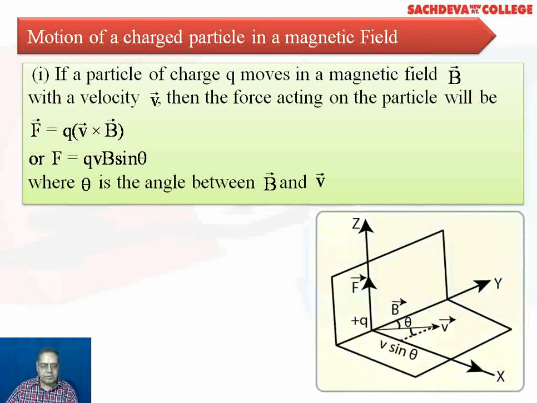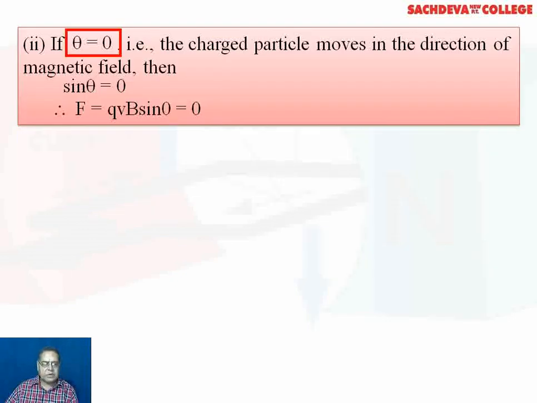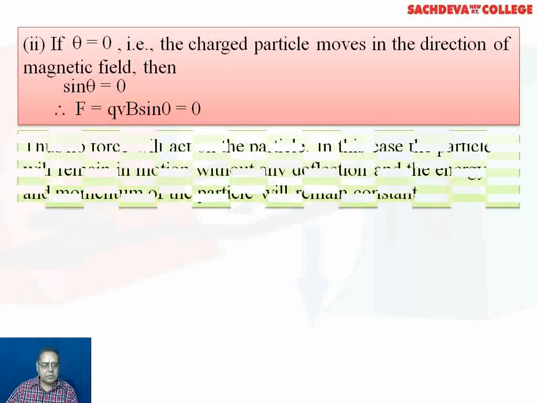Now you can check up the figure. X, y and z are the three dimensions shown, and v sine theta is the component on x-axis, force on z-axis, and q is the charge. Magnetic field is shown by B. Theta is the angle made by y-axis with velocity component. If theta is 0, that is the charged particle moves in the direction of magnetic field, then sine theta is 0 and the force qvB sine theta, or qvB sine 0, will be 0.